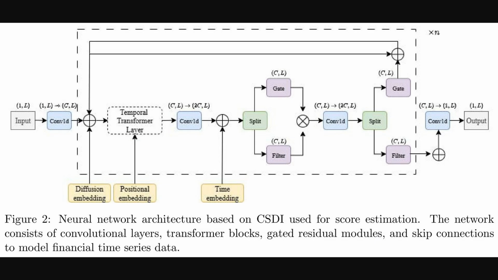So, how does the model actually achieve this level of realism? Well, this diagram shows the neural network architecture that does the heavy lifting. It's adapted from a framework called conditional score-based diffusion imputation, or CSDI. Its main job is score estimation, which means learning to predict the noise that was added to the financial data. It combines convolutional layers, which spot short-term patterns, with a transformer layer that captures long-range dependencies. Crucially, the model is also fed information about time, position, and the noise level, which helps it understand the full context.